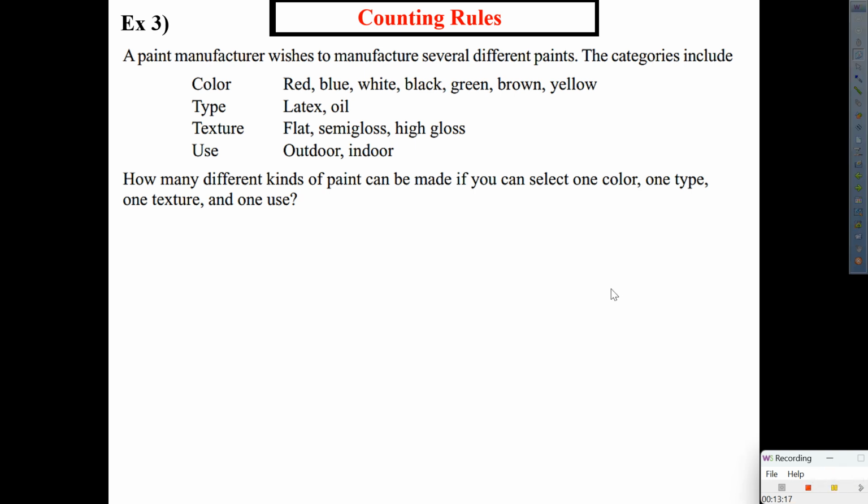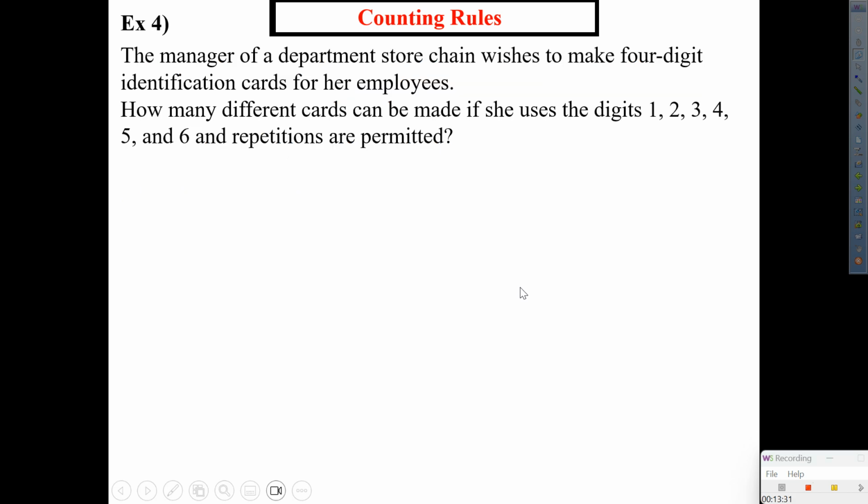All right, so as you're sending me that, I'm going to give you one more just to solidify the rule. So start thinking. Fundamental counting rule is what I've been using so far for these 3 examples. Here goes the 4th example. It reads, the manager of a department store chain wishes to make a 4-digit identification card for her employees.